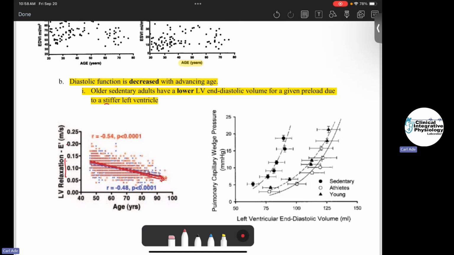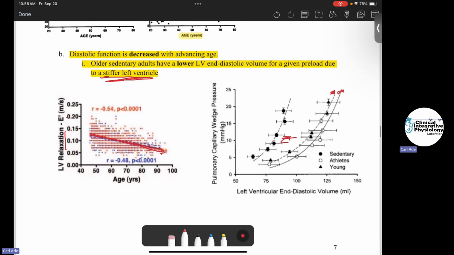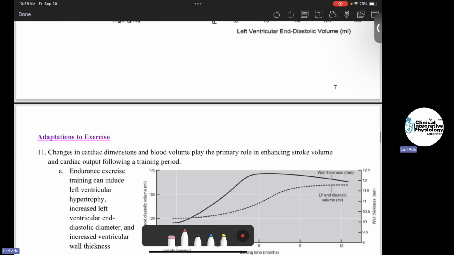that we can compare sedentary, athletes, and young individuals. So we can see our young and our athletes are over here on the right. This is volume related to pressure, which is a nice measure of compliance. We see this shift in the older adults, that they just have this stiffer left ventricle. So it doesn't fill as well at rest or during exercise.